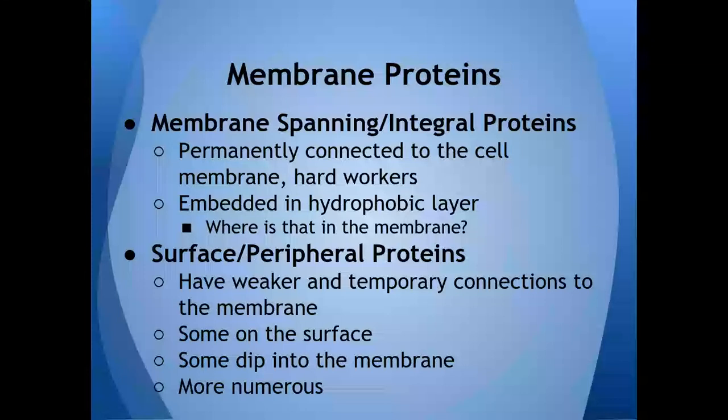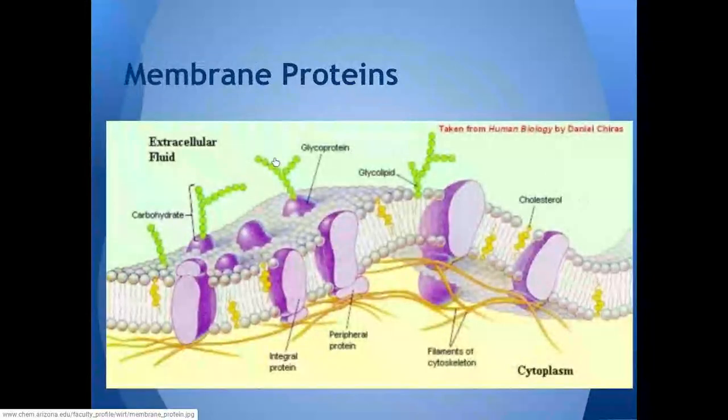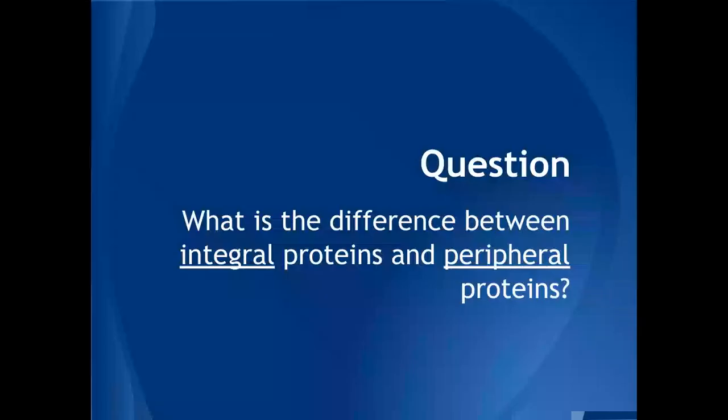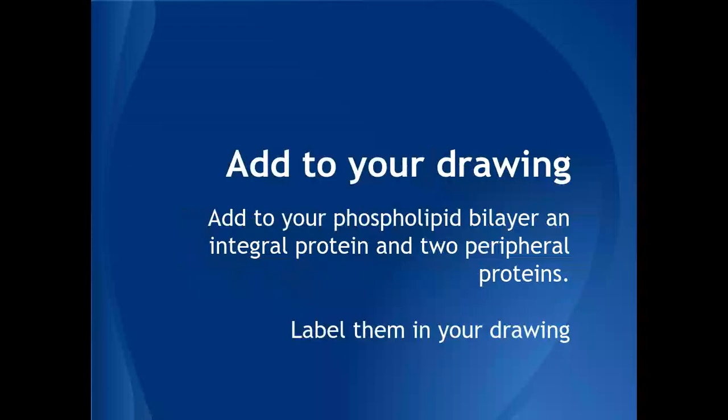Because they're not as strong and not as permanent, we also have more of them. And the surface proteins are where we often see our carbohydrates attached. Remember those chemical signals or chemical ID cards, like the glycoprotein or the glycolipid or the carbohydrates, etc. So one question you may want to ask yourself is what the difference is between integral proteins and peripheral proteins. And you also may want to add an integral protein and some peripheral proteins to your drawing of the phospholipid bilayer.